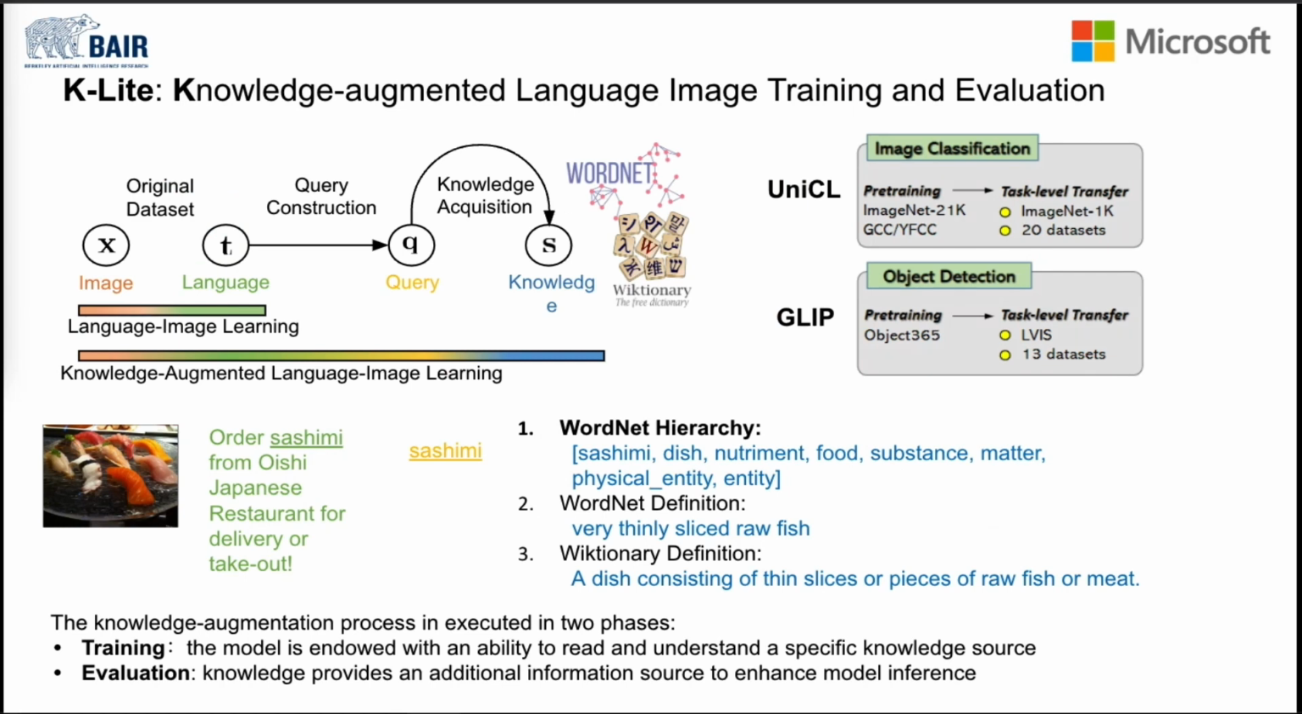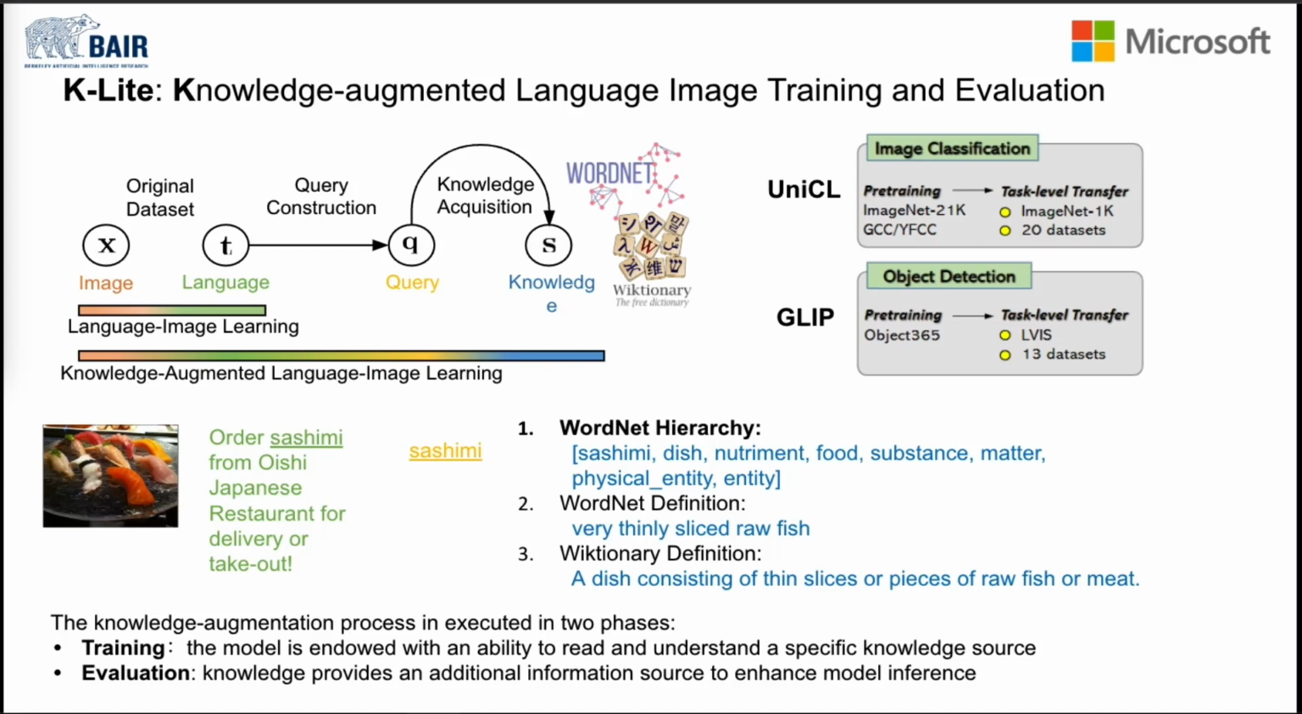Most existing vision-language pre-trained models are trained with image-text pairs. This is the baseline we consider. In K-LITE, the language side is enriched with external knowledge. It first constructs queries using entity extraction techniques, then retrieves the related knowledge from knowledge bases. The retrieved knowledge is used as additional supervision for image-text learning. Therefore, we are training the vision-language pre-trained model based on a triplet data spectrum: image, language, knowledge, instead of image and language only. The same knowledge augmentation process is applied to both the training process and the evaluation process.